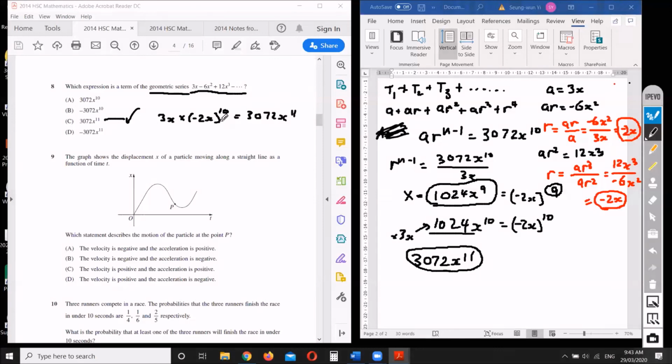Yeah, because Tn is A times R to the n minus 1. So what would n be in this situation? n would be 11. Yeah, because 11 minus 1 gives you 10.